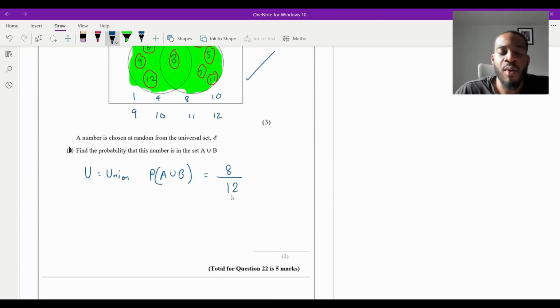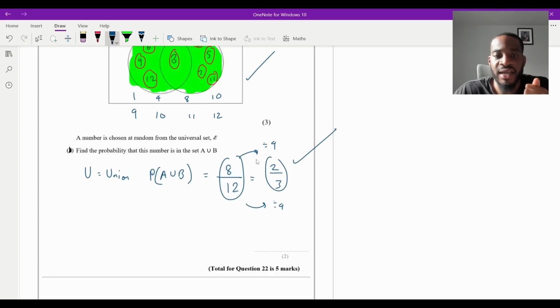Now, when they ask you for probabilities, you actually don't need to simplify unless they say, but they never do. So 8 twelfths is fine, but if you want, you can divide top and bottom by 4 to simplify it, and that would be 2 over 3. Any of these answers, 8 twelfths or 2/3, would be perfectly fine in the exam. And that's it for question 22.